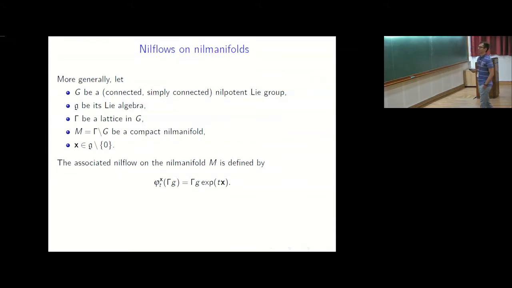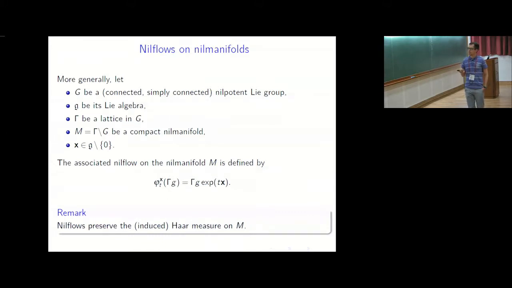Well, not quite. The first observation is that this flow preserves a smooth measure, which is the measure induced on M by the Haar measure on the nilpotent group. So we have a smooth flow on a smooth manifold, and we have a smooth invariant measure. We can ask about the ergodic properties of these flows. Let me give some simplest examples.